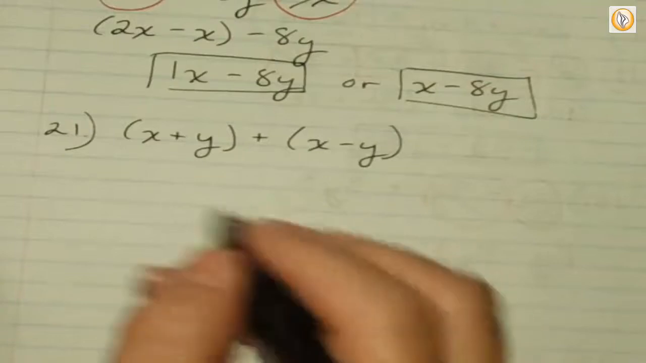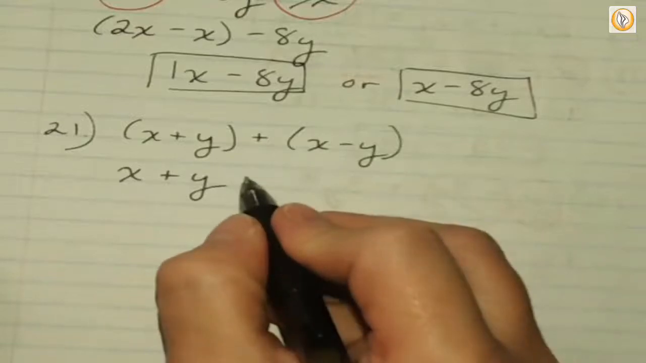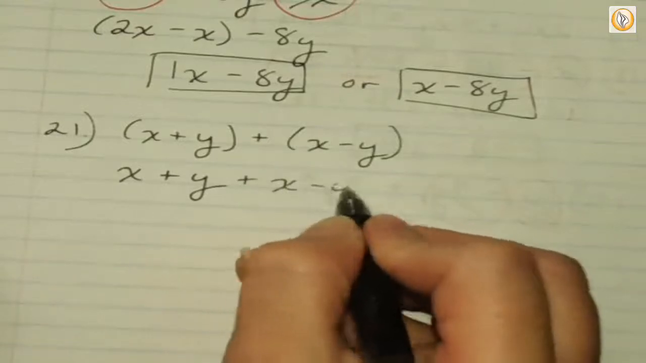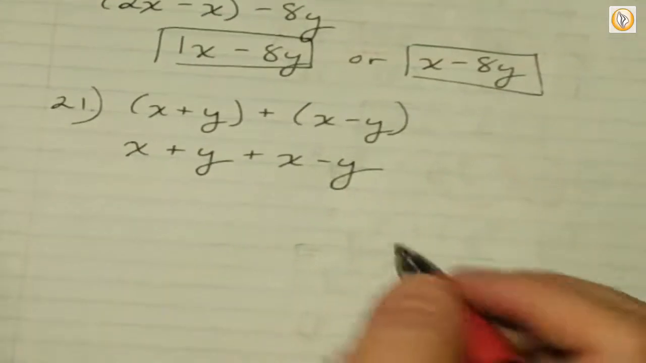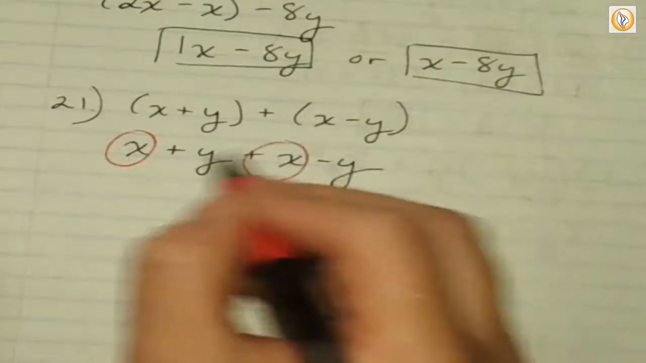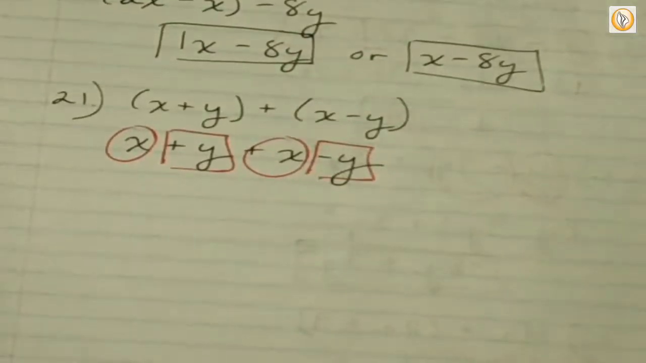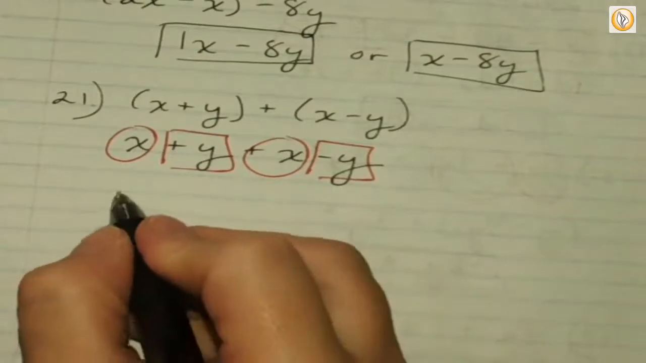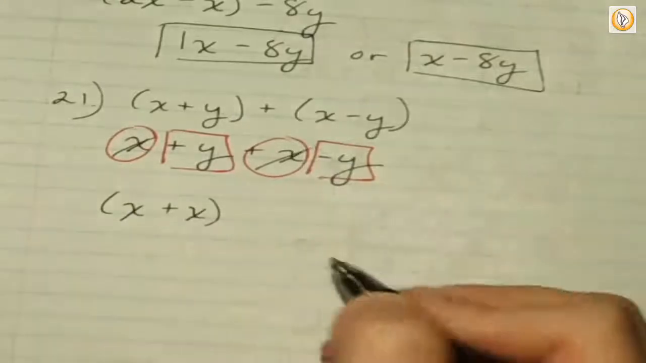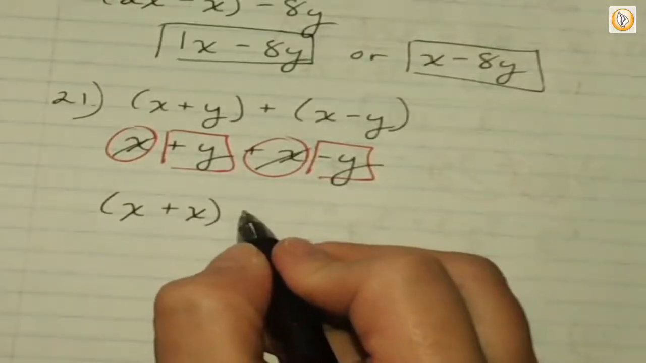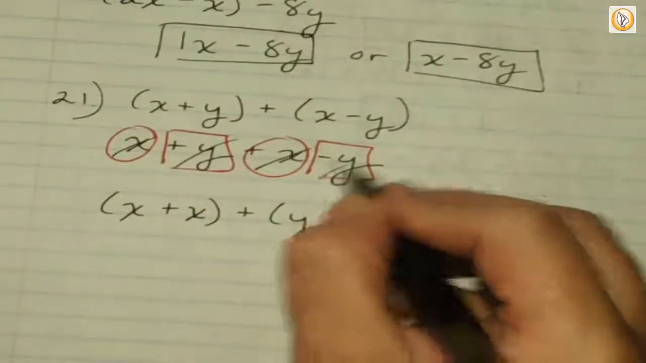Just take it out of parentheses. Very good. We're taking it out of parentheses because there's nothing to combine and nothing to distribute. Very good. Now what can I combine? x and x and y and negative y. That's right. So I have x, cross it out, plus x, cross it out. What do I put in between parentheses? Plus. y, cross it out, minus y, cross it out.